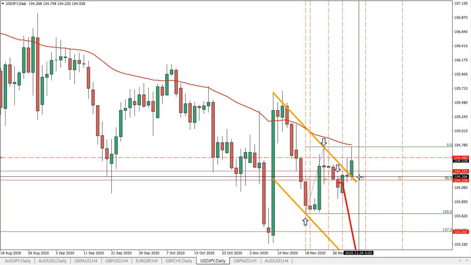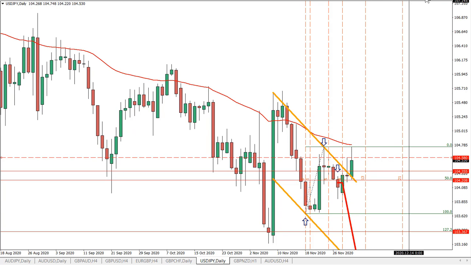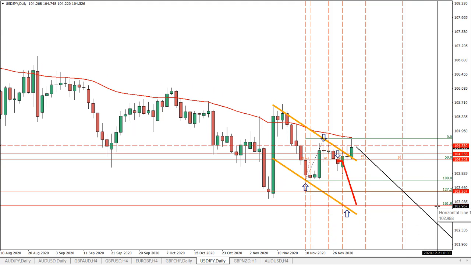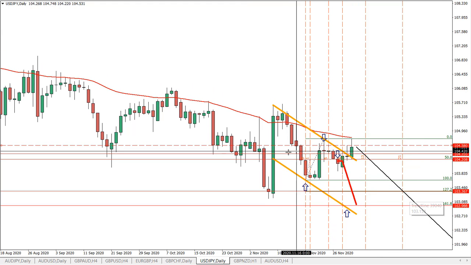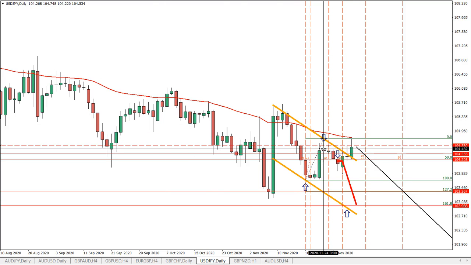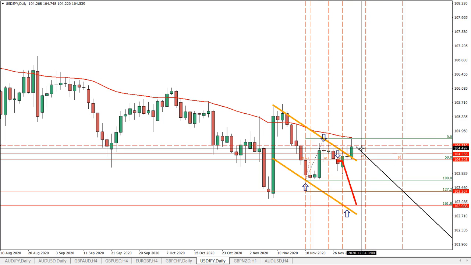So this is still a valid forecast, and I do think price will be moving towards the support at 103.36, maybe lower towards 103.00. So these are the two support levels to watch. It looks pretty bearish to me because this consolidation phase of 7 trading days could be ending very soon.